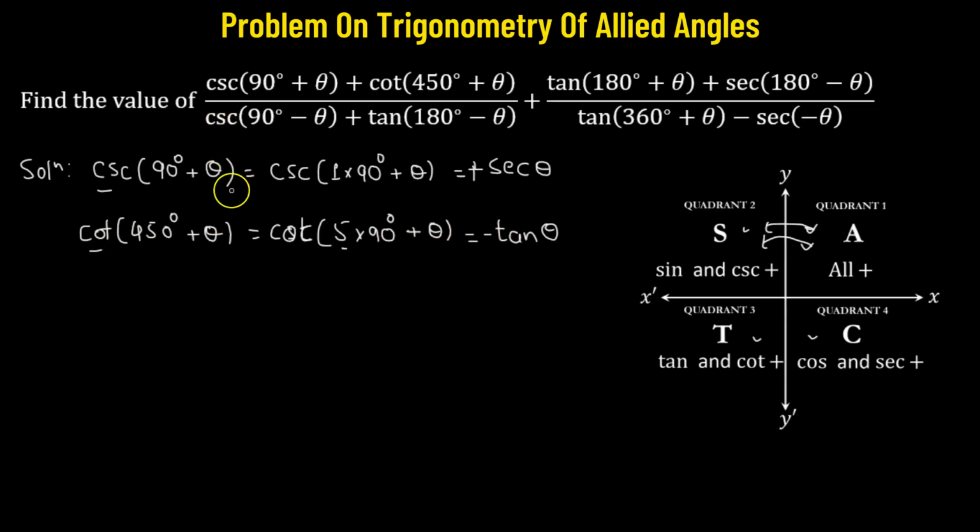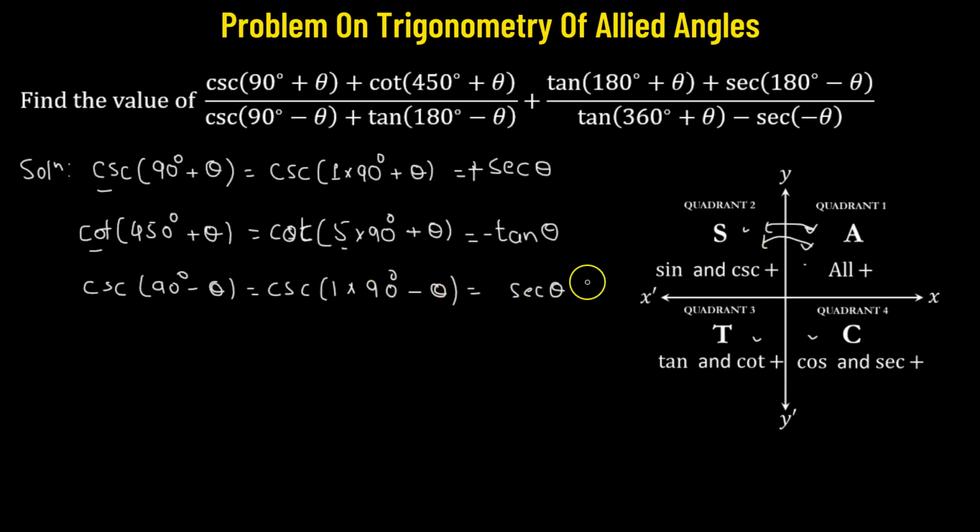Then we come to cosecant of 90 degree minus theta. This will be equal to cosecant of 1 multiplied by 90 degree minus theta. Since we have an odd multiple of 90 degree, cosecant must change to secant. So we're going to have secant theta. Now 1 times 90 means we are in the first quadrant. This time we're subtracting theta from it. Theta being an angle between 0 and 90 degrees, we're still going to lie in the first quadrant. In the first quadrant, all trig functions are positive. So we're going to get positive secant theta.